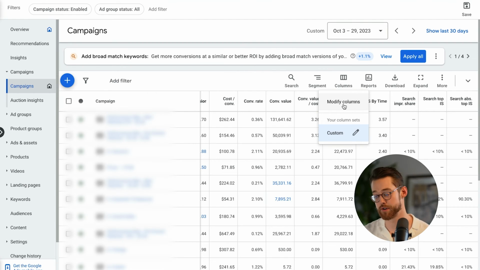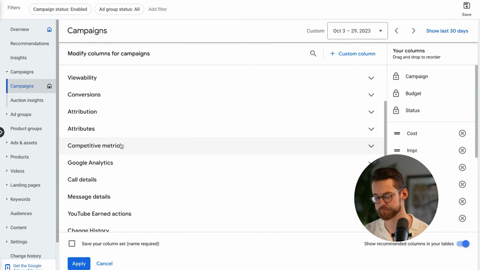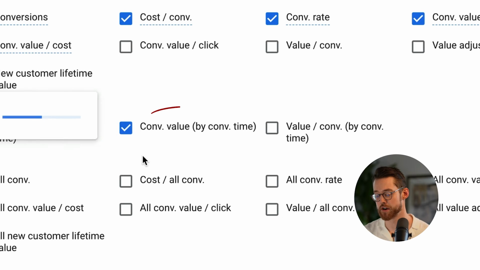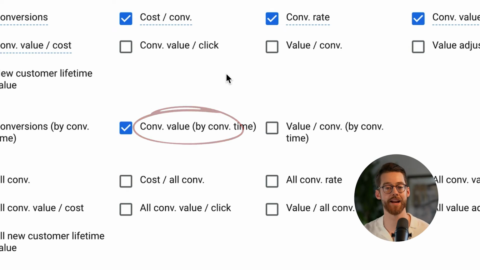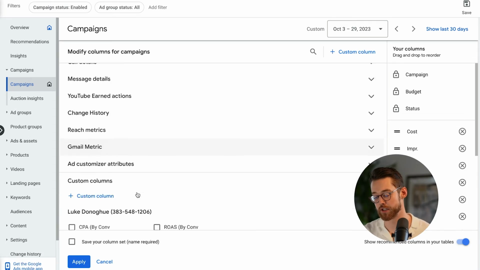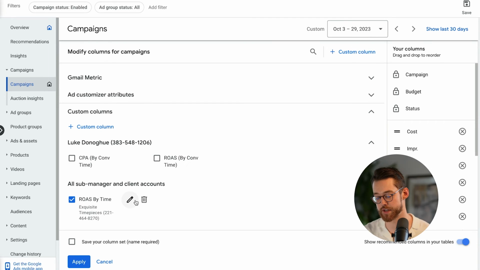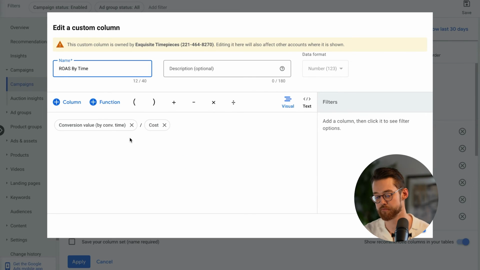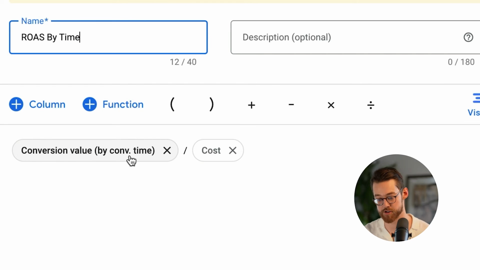So if I go into columns, click on modify columns, and go into conversions. Conversion value by conversion time, again, that is revenue that you've driven from Google Ads on the day that the purchase took place rather than the day that the original click happened. But for the return on ad spend by time, which is basically your return on ad spend, taking into account that latency, you can click on custom columns. And then here you can see, if I click on this little pencil here, ROAS by time, and here you just want to have conversion value by conversion time, which you can select, divided by cost.